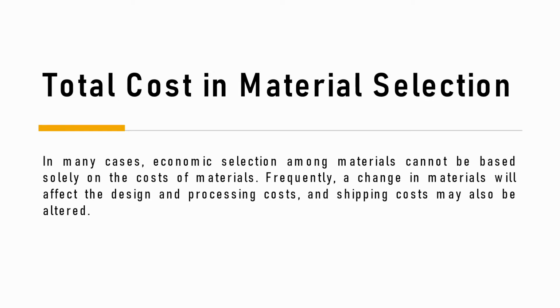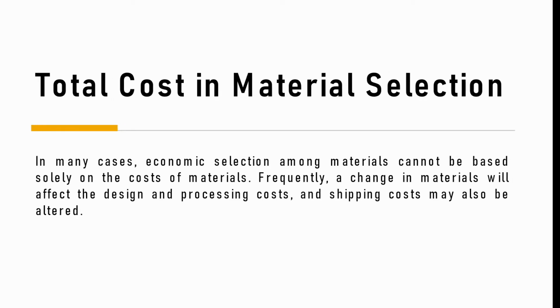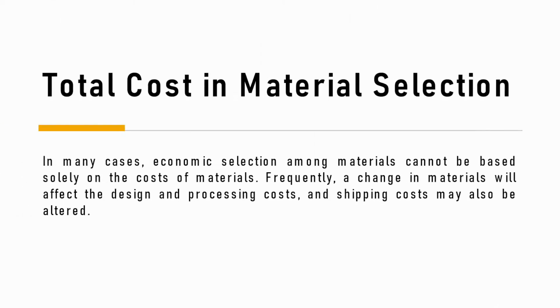In many cases, economic selection among materials cannot be based solely on the cost of materials. Frequently, a change in materials will affect the design and processing costs, and shipping costs may also be altered. So, sa paggagawa natin ng isang product, pagde-design ng product, pwedeng mabago yung cost natin, depende kung ano yung material na gagamitin. Depende rin dun sa material kung yung design process mo is tulad pa rin or may iba dahil ibang klaseng material yun at yung pagpa-process sa kanya.